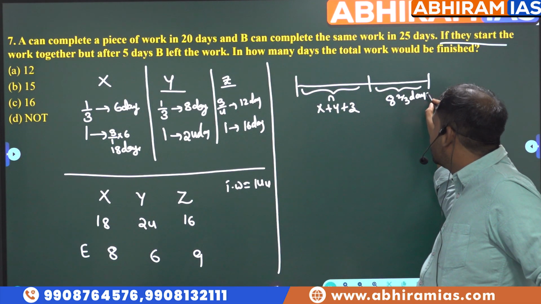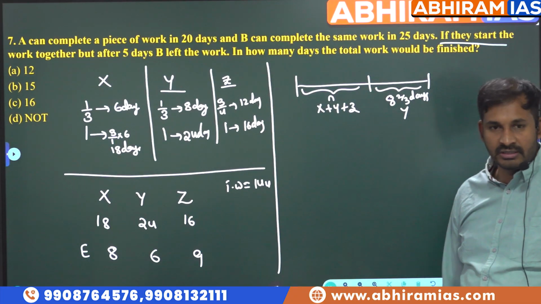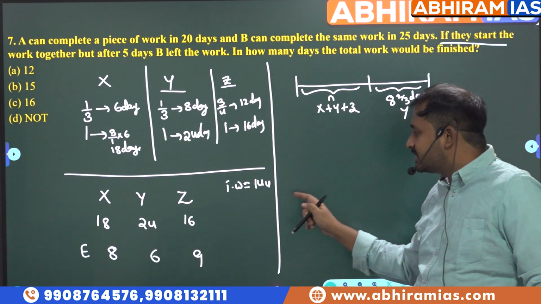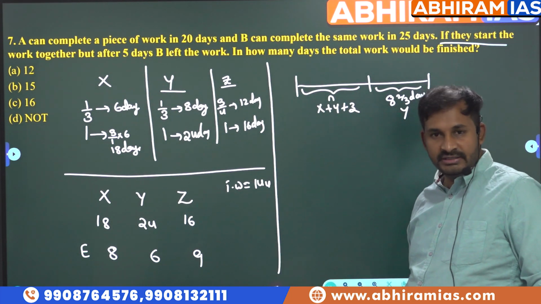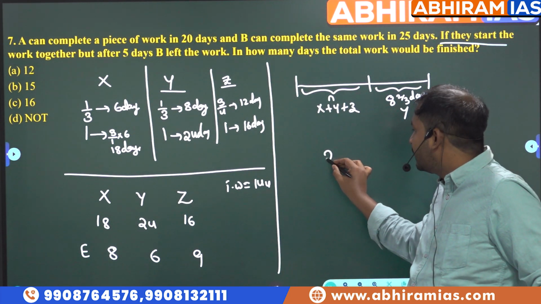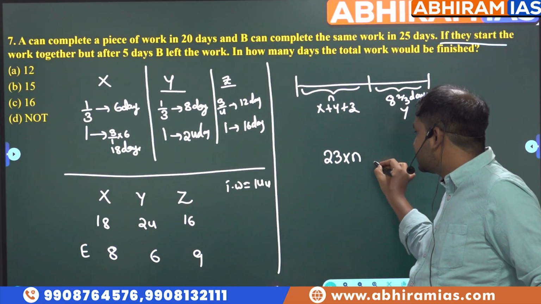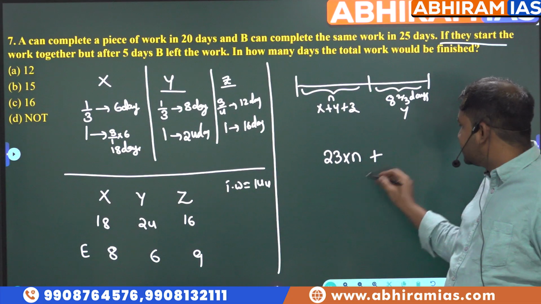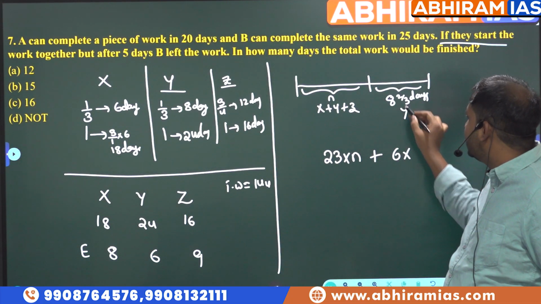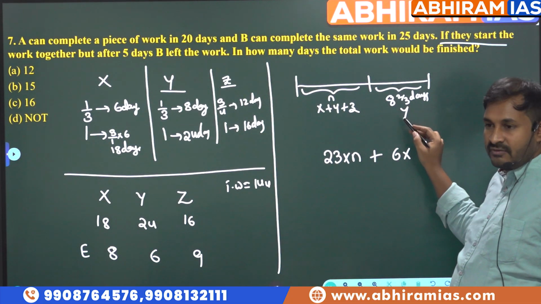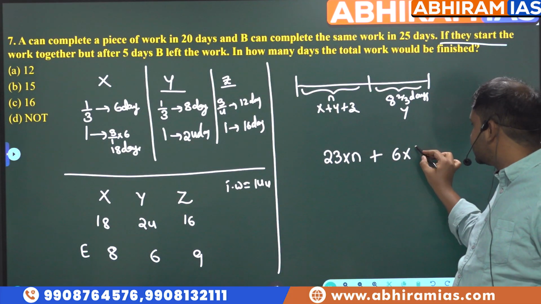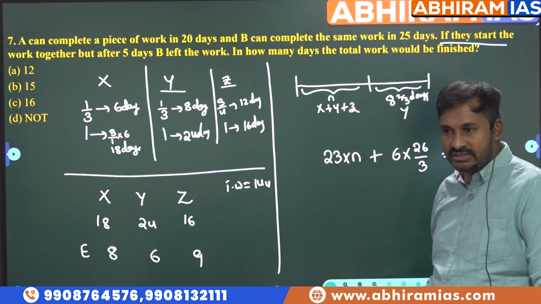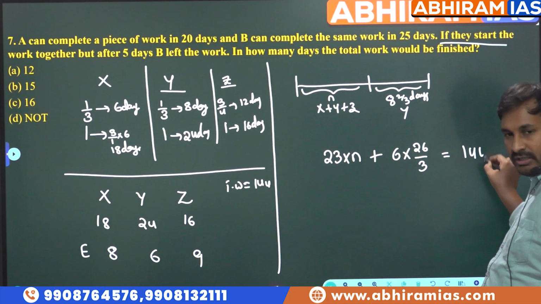Who worked here? Y alone worked. By working like this, my total work is finished. So what is the combined efficiency of all the three? 23. And they worked for how many days? N days. Plus, what is the efficiency of y? 6. And y alone worked for how many days? 8 3s are 24. 24 plus 2, 26 by 3 days. By working like this, my total work is finished. That is equal to 144.